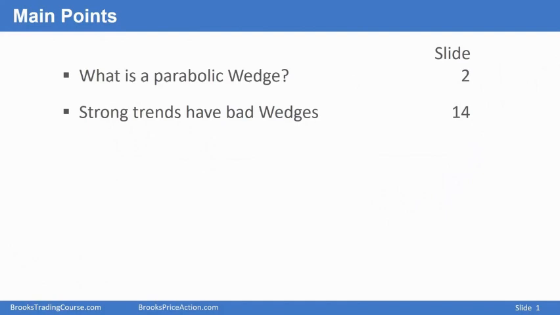I want to start by talking about parabolic wedges. A parabolic curve is one that increases in its slope as it progresses. It's a type of a buy climax if it's a bull wedge. It's a type of a sell climax if it's a bear wedge. Also, strong trends always have bad-looking wedge reversal patterns.